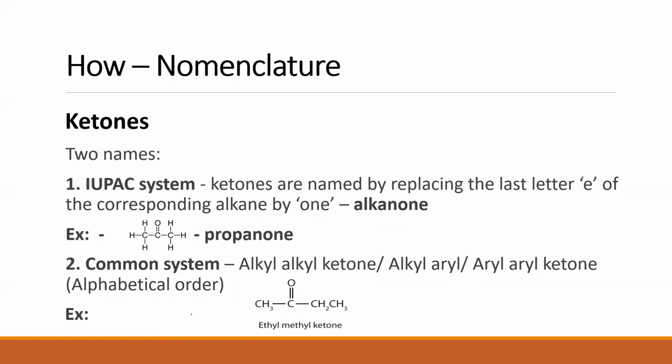Let's look at ketones. Again, here we have two names, the IUPAC name and the common name. Let's understand each carefully. Ketones are named by replacing the last letter E of the corresponding alkane by ONE or ON, which will give me the name alkanone. So ketone is called as alkanones in the IUPAC system. Let's take an example here. Now this is the simplest ketone. A simplest ketone contains 3 carbon atoms.